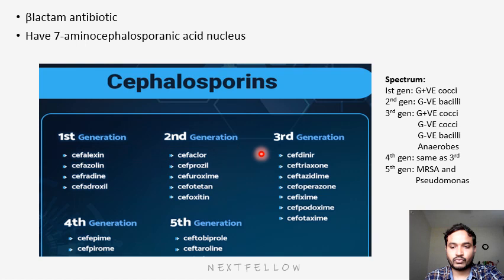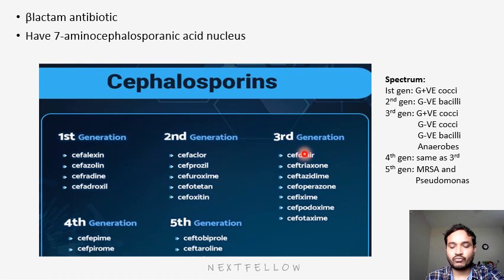Among these 5 generations, we have to remember the names, but it is difficult to remember all of them. So we have small mnemonics to remember these generations. If you see the first generation, all start with CEF. If a drug starts with CEF and after that comes A, it will be first generation, except one drug, cefaclor, which is in the second generation. It's only a mnemonic, but we have to remember it because they ask drug names also. That's why if it starts with CEF followed by A, it is first generation.